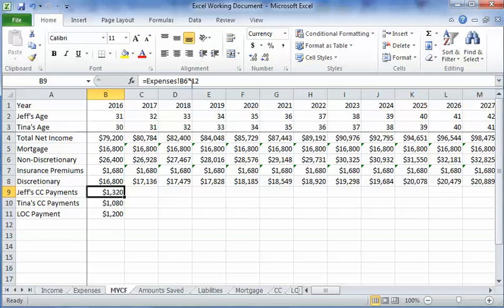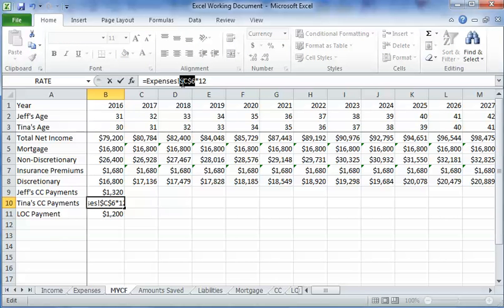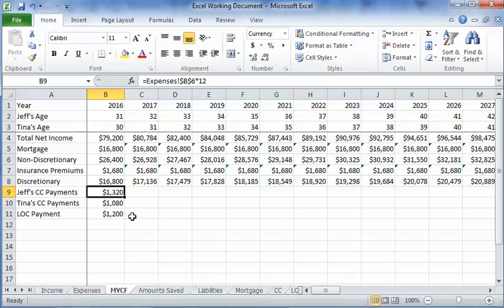And by the way, I should throw in my F4 amount here, so that that'll always be the same, or always have that absolute reference, so that now we're going to build that amount out. Now, like I say, he's not going to pay down more than his actual balance.